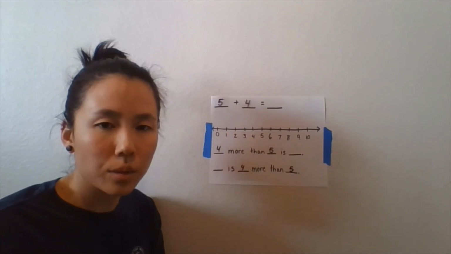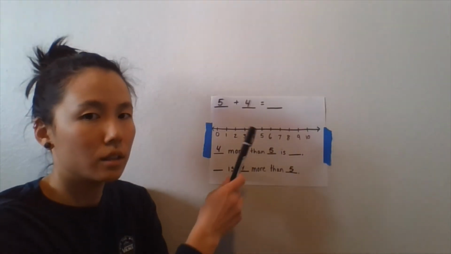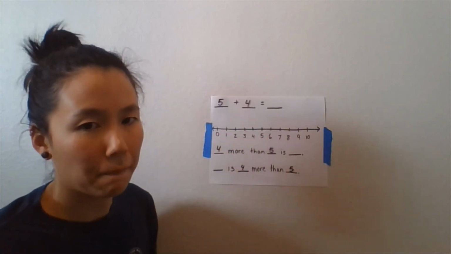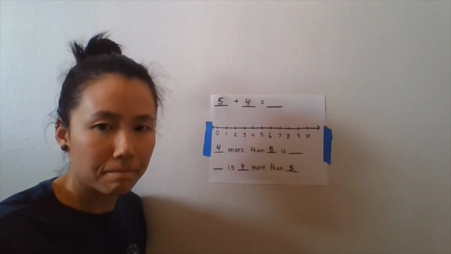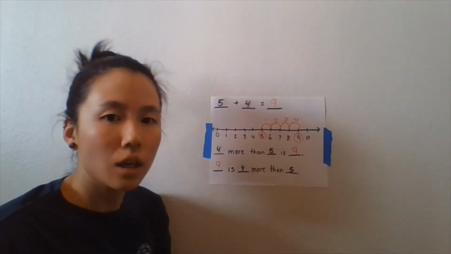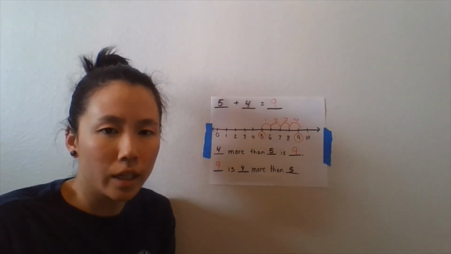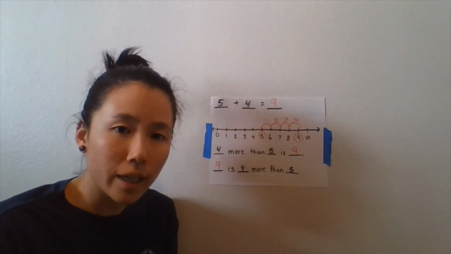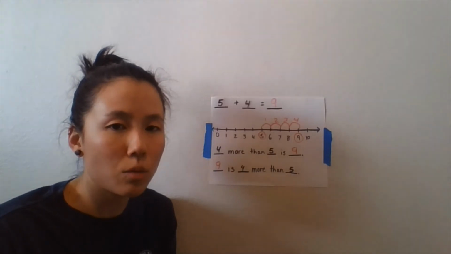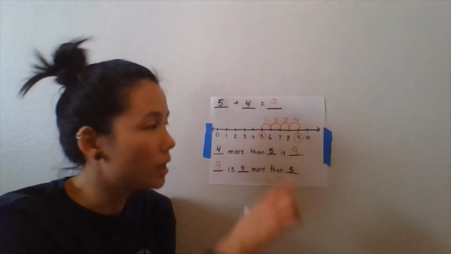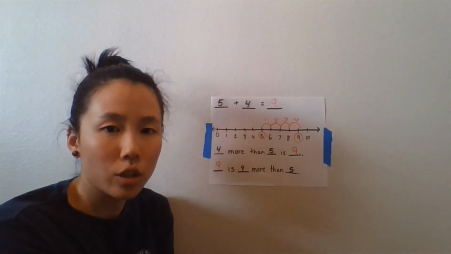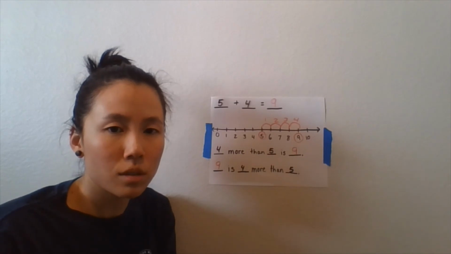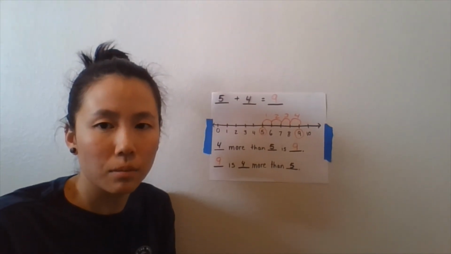Here is another one that I would like you to try. 5 plus 4 equals... Go ahead and take a look at your answer. If you got the same thing as me, awesome work. If you did not get that 5 plus 4 equals 9, good try, and I want you to go back and check your work. Make sure on your number line you're making the right number of jumps and you're stopping at the right number.